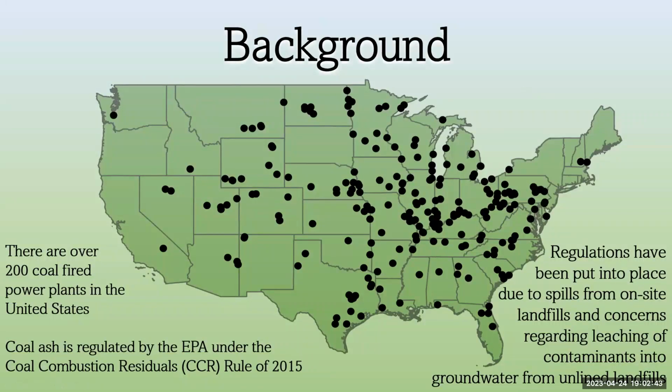So for a little bit of background information, we are a very coal-dependent country. We have over 200 coal-fired power plants in the United States. And of course, these power plants produce a lot of coal ash, which has not always been regulated. However, regulations have been put into place due to spills from on-site landfills, especially in Tennessee and North Carolina, as well as concerns regarding the leaching of these contaminants or heavy metal constituents into the groundwater from unlined landfills that are kept on site.